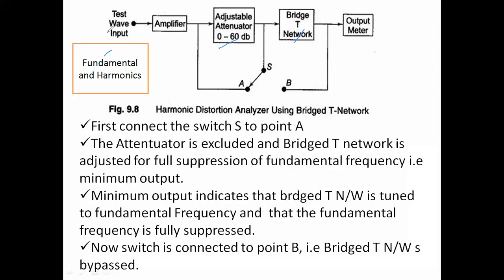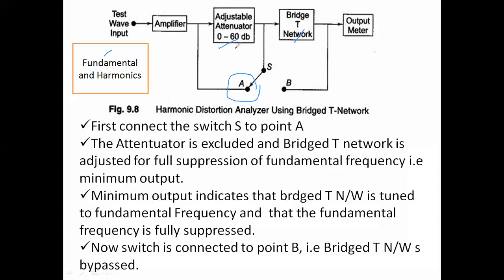That is the test wave input. The test wave signal is applied to the amplifier, and the amplified output will move through point A. So the switch is connected to point A. Okay, so the signal is connected to the bridge network, and the adjustable attenuator is here. In this case, it is bypassed. In this case, the attenuator is excluded.